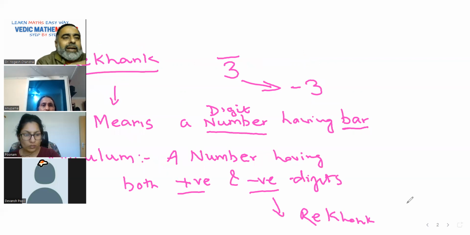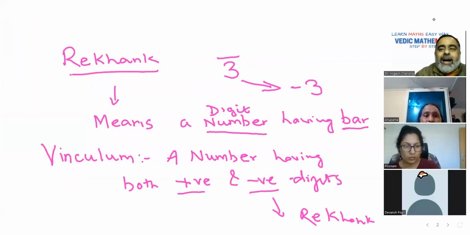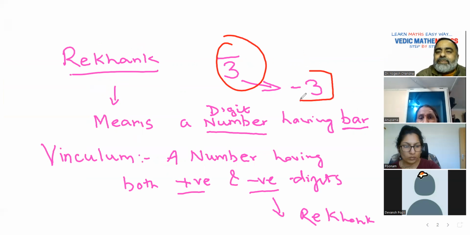Now, there is a term called Rekhank. Rekhank means a number. Rekha Ank means a Rekha, a bar, over the Ank. So 3 bar is Rekhank, and the value is -3. Right? It means a digit having a bar.